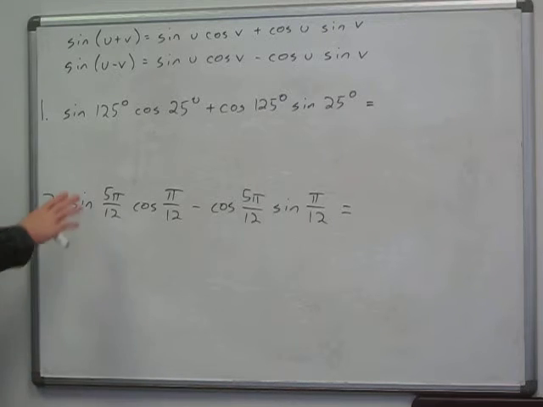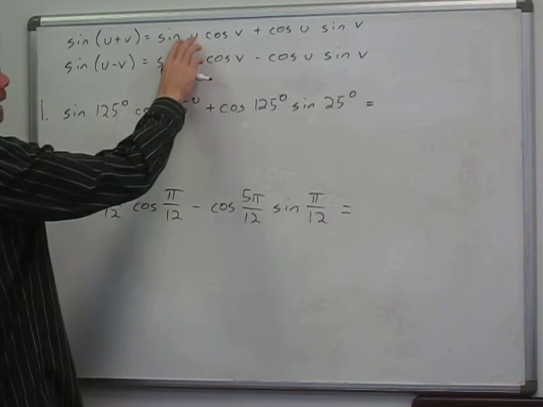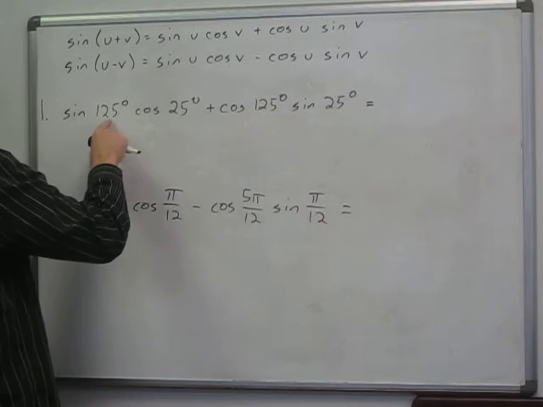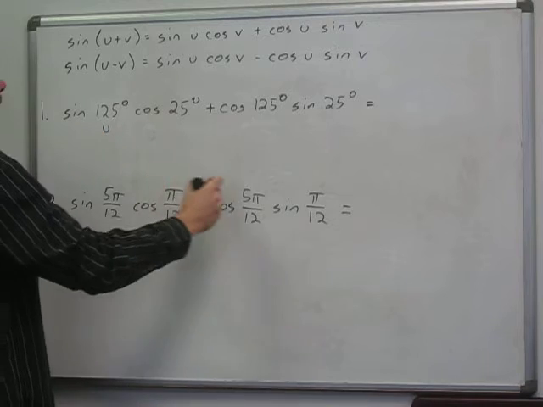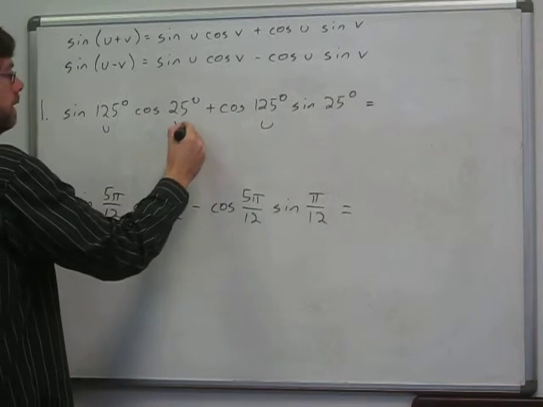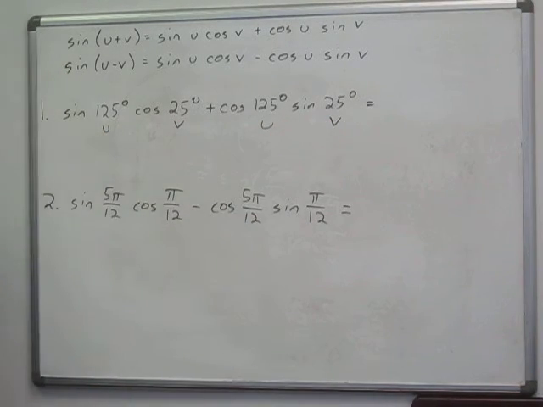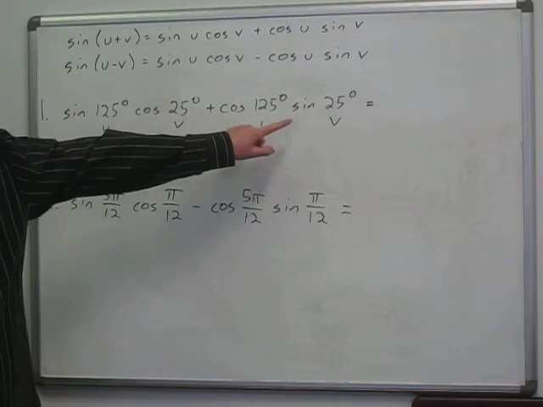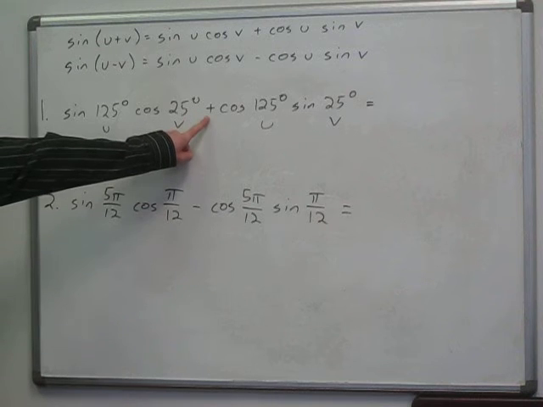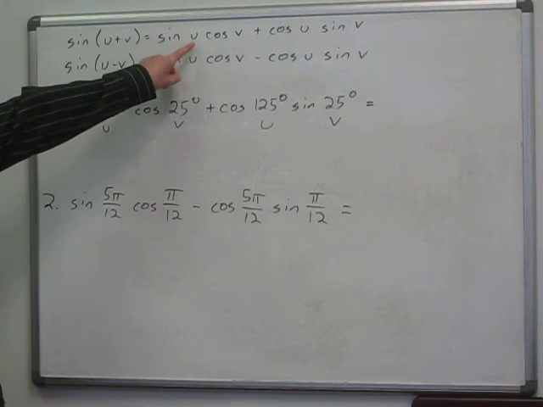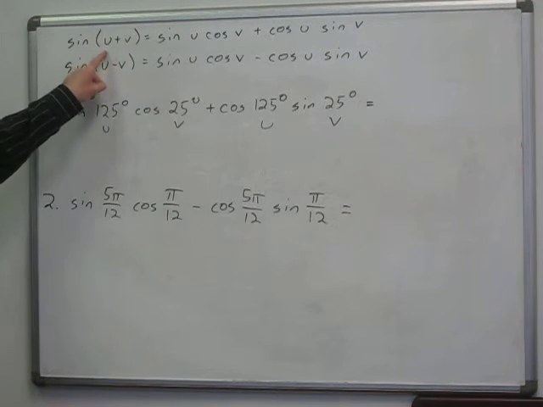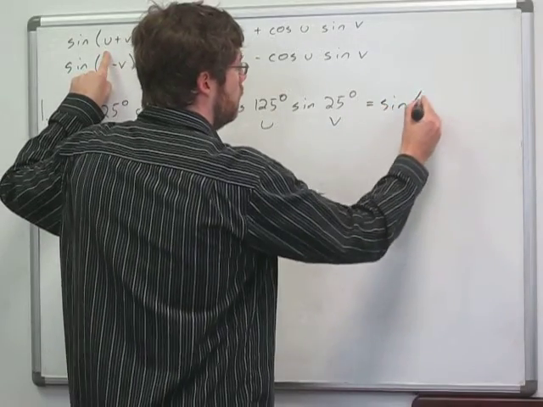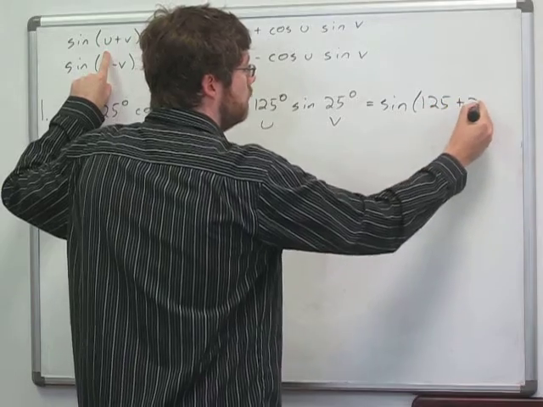So on this right side, we have exactly the right side of our angle sum formula, where the u is just 125 degrees, and the v is 25 degrees, right? We have sine u, cosine v, cosine u, sine v, right? With addition in the middle, so I can use this formula going the other way across the equality to say that this is the sine of 125 plus 25.